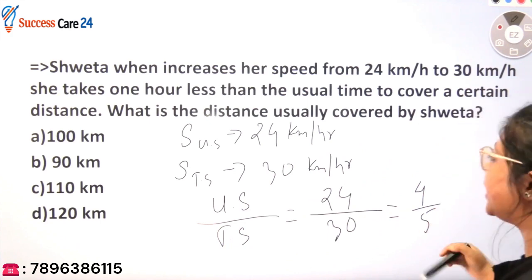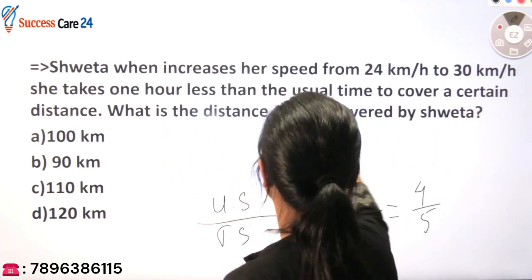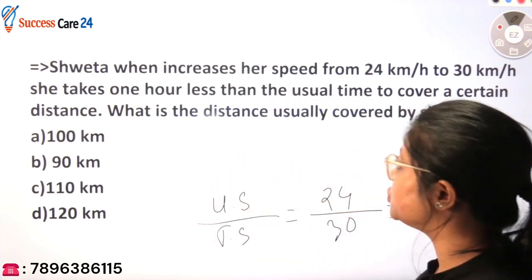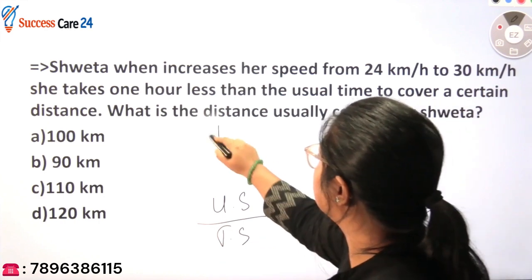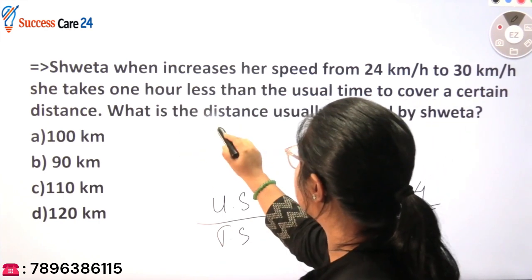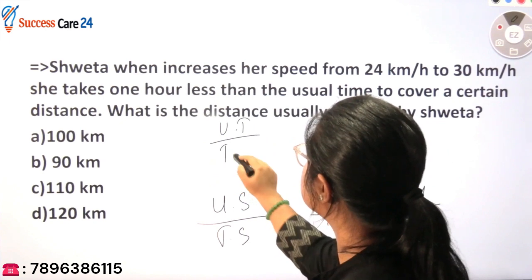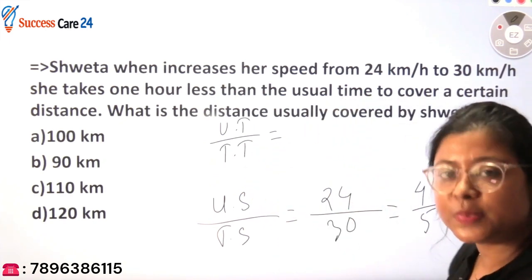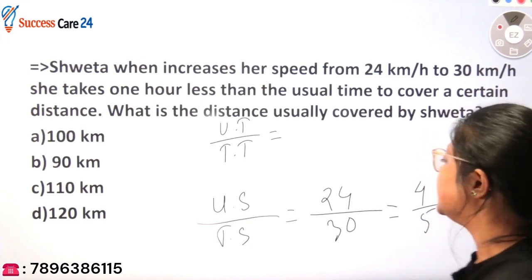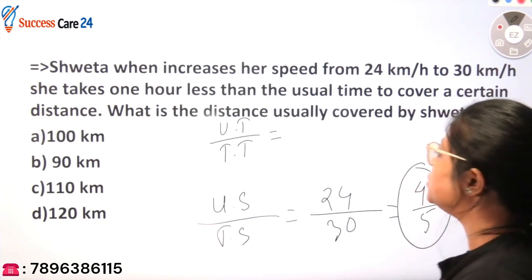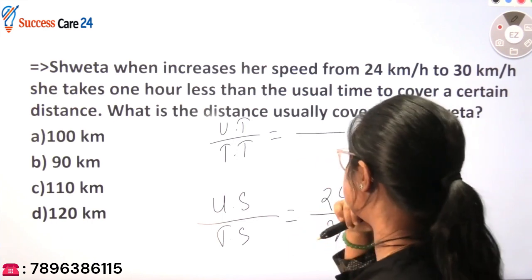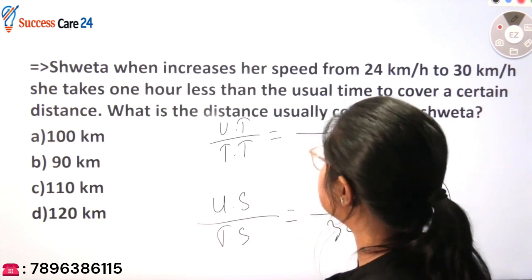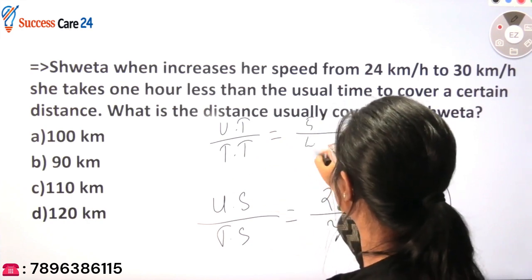So once I get this, now we can calculate what? Time ratio, isn't it? So what would be the time ratio? The ratio between usual time and today's time would be the inverse of the speed ratio. We have already known that, isn't it? So since we get the speed ratios, we can calculate the time ratios by reversing those ratios. So we get the usual time and today's time ratio as 5 by 4.